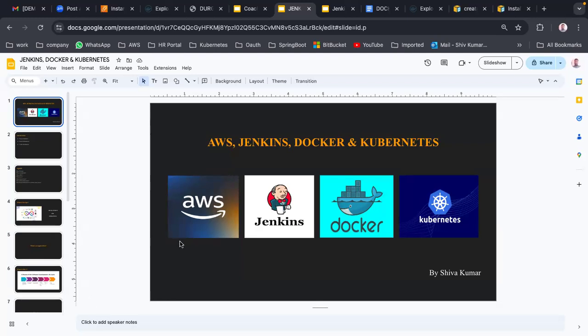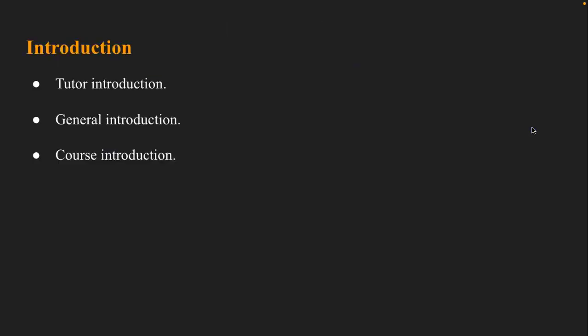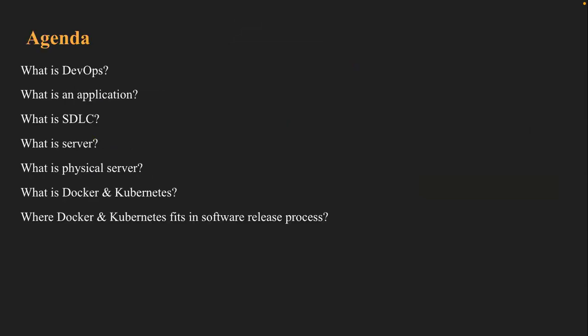And today we are moving towards the AWS, Jenkins, Docker, and Kubernetes actual syllabus actually. Now this is the course of AWS, Jenkins, Docker, and Kubernetes, as you already know. And yesterday we performed all these three things: tutor introduction, general introduction, and the course introduction. Okay, so yeah, that's the thing actually.